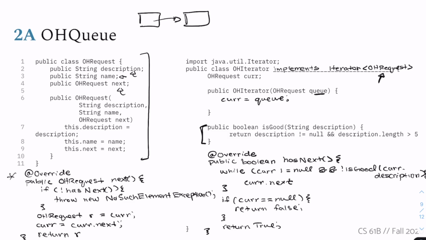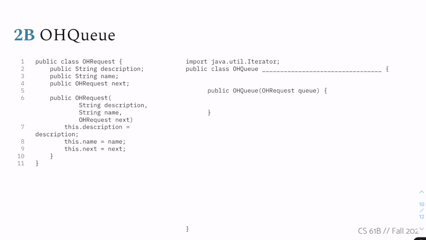Now we're going on to 2B, where we create the iterable that creates this iterator. So we're creating the actual office hour queue this time, which will allow us to process office hour requests with good descriptions. We will take in an office hour request object, and our only function will be the one that we have to implement because we're implementing iterable. So I'll give you guys a couple minutes to think about it, and then we will reconvene.